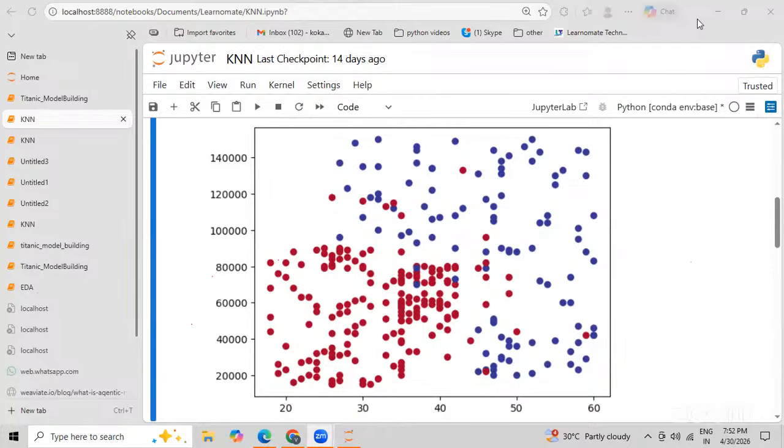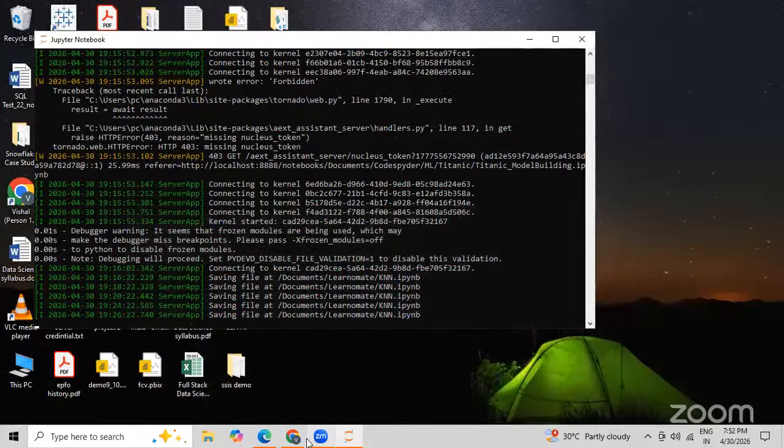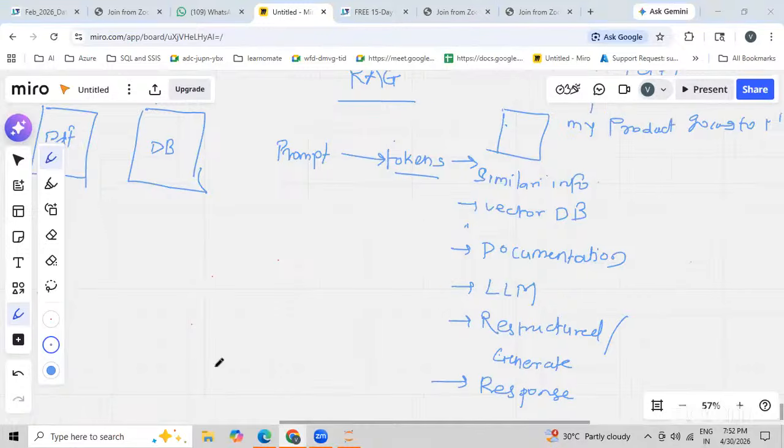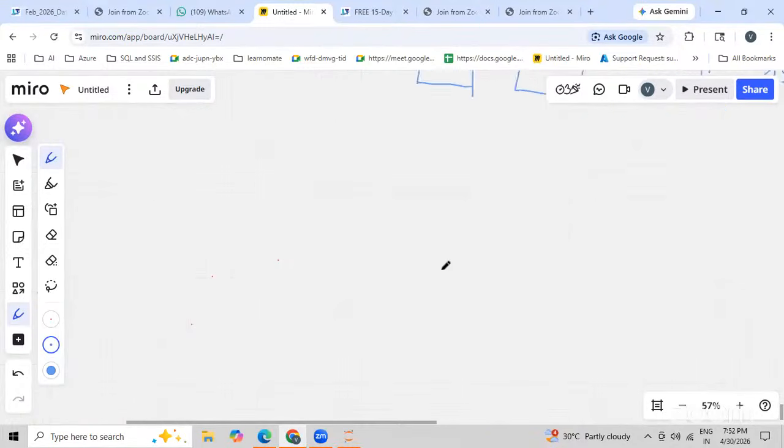It is a very important concept. So why do we require RAG? RAG will improve the accuracy, and for that reason we require RAG. Why do we require RAG? For getting accuracy. We can also see that it avoids hallucination.